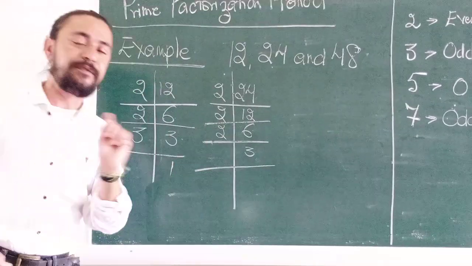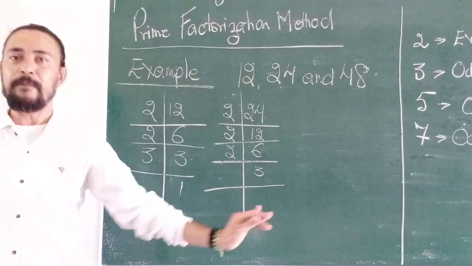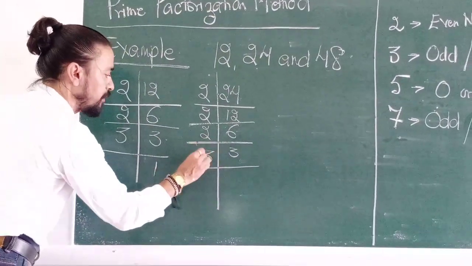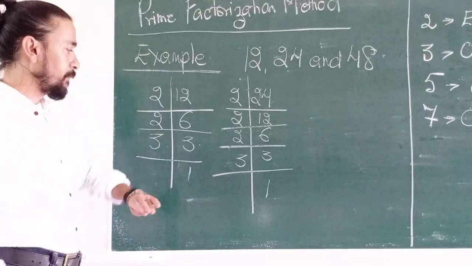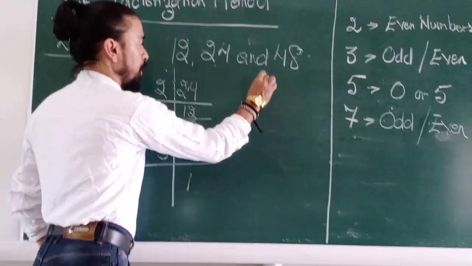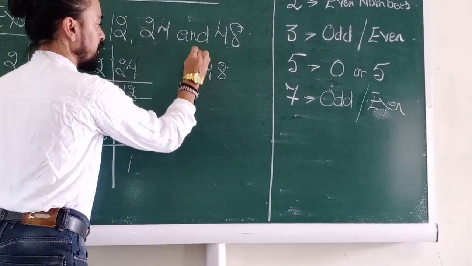Now 2 cannot divide 3. So I stop with 2 and I go to my next prime number, that is 3. 3 divides 3. 3 1s are 3. It's over. It's factorized. Now I take my next number, number 48.